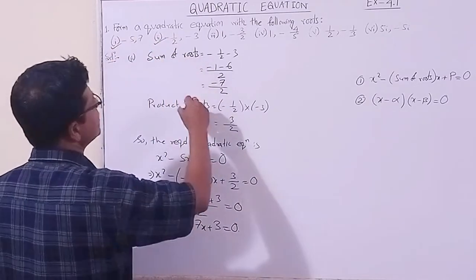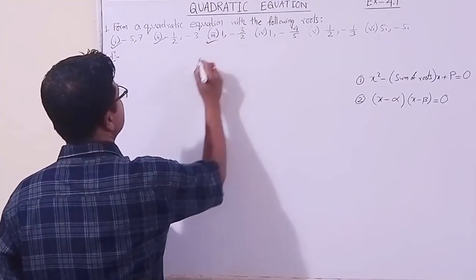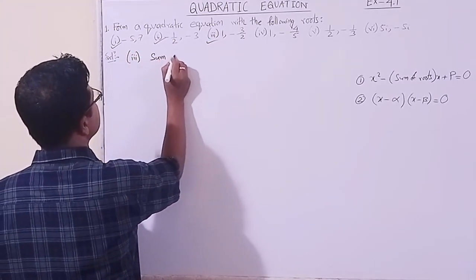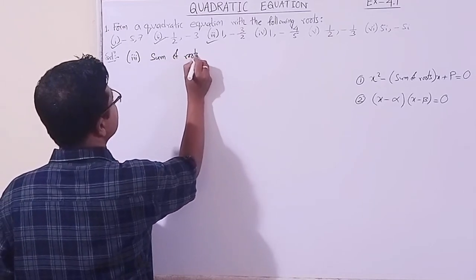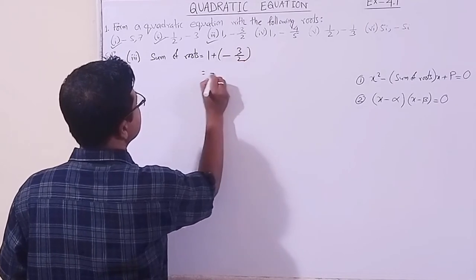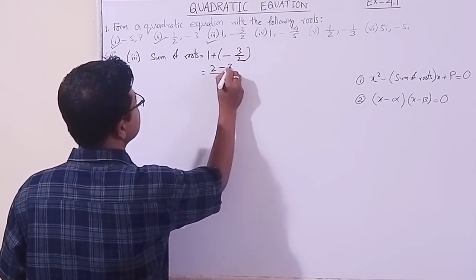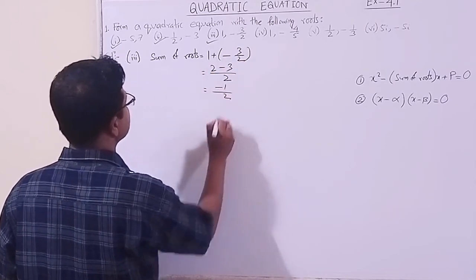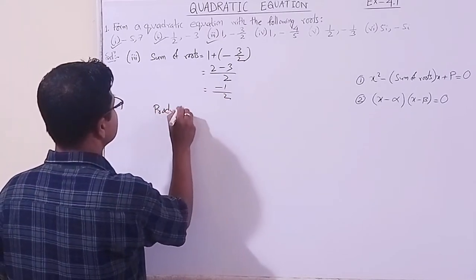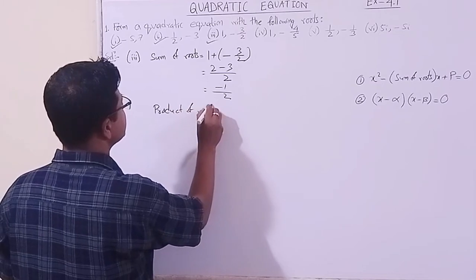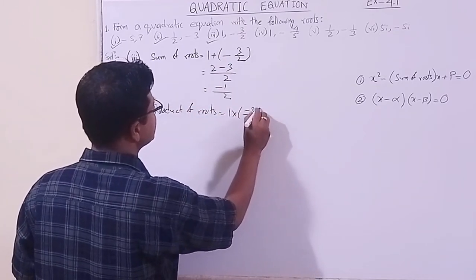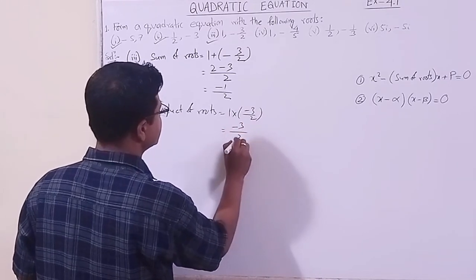So we have completed 1 and 2. Now let us move to the third one. Sum of roots is 1 plus -3 by 2. LCM 2, so (2 minus 3)/2, which is -1 by 2. This is the sum of the roots. Then let us find the product of roots. Let us multiply 1 and -3 by 2. It is -3 by 2.